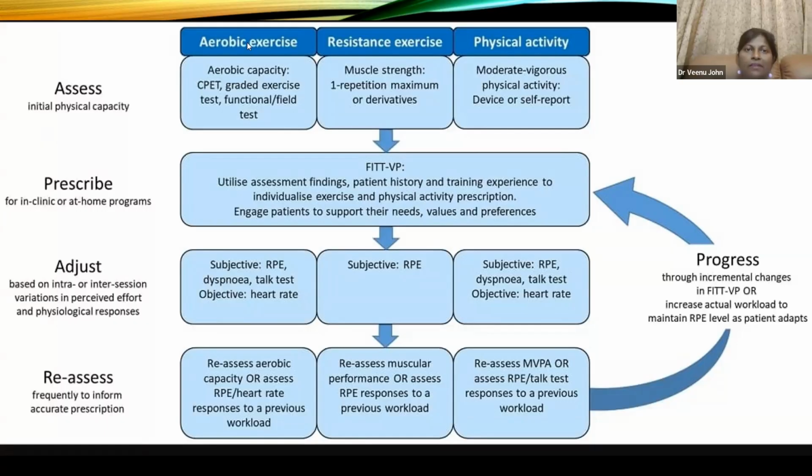First we assess the physical activity of the person with respect to aerobic, resistance and physical activity. Either we can use different modalities like what I have already shown. For strength training, we will make them lift some weights, at least one repetition, and then see how they do. Based on this, we will set up a FITTP, that is frequency, what frequency they are doing, what intensity they are doing, what is the time duration, what is the type of activity, volume of activity, and progression. So this much we will make a note and we will prescribe this much amount.